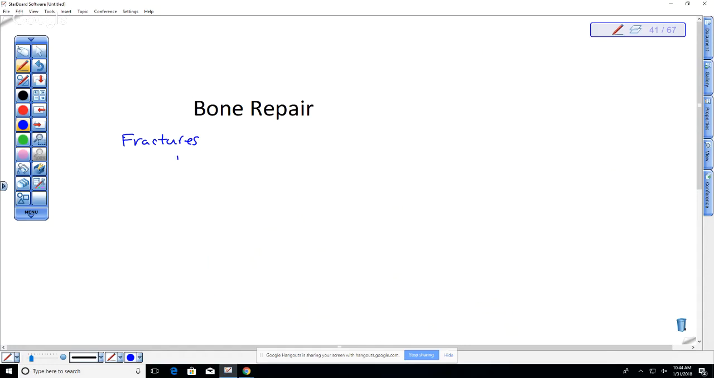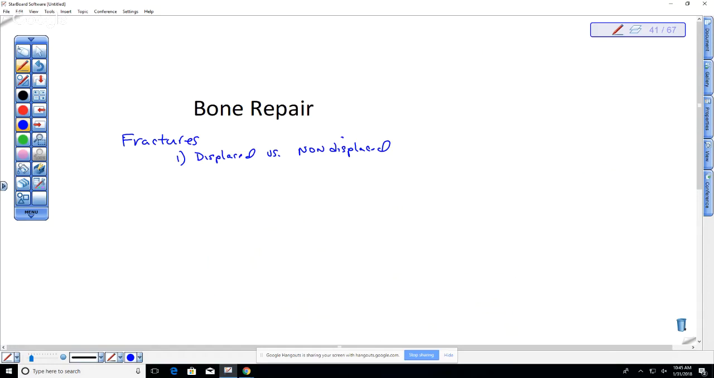So the fractures, you can have displaced versus non-displaced. This is how the bones line up after you have broken them. If the bones line up and they're in line with one another and you don't have to reset them and you don't have to put pins in them, then it is a non-displaced fracture. But if the bones come apart and they come away from each other, then you have to set the bone, right? You have to put it back in place.